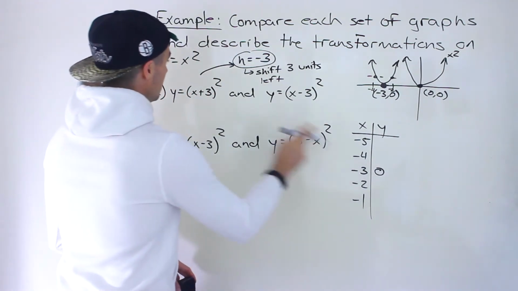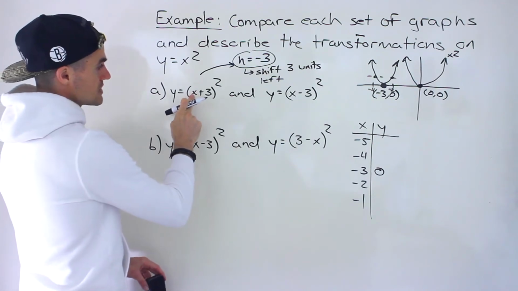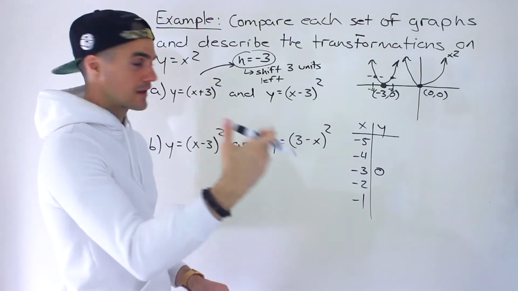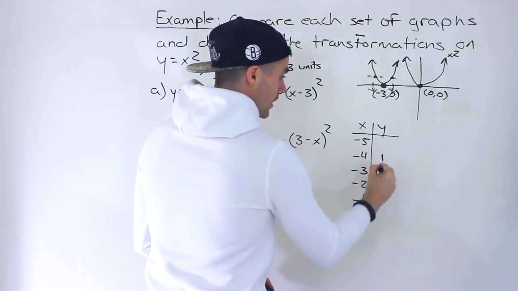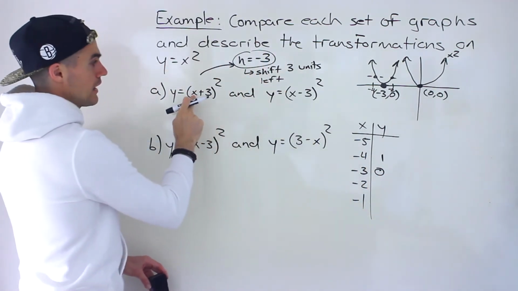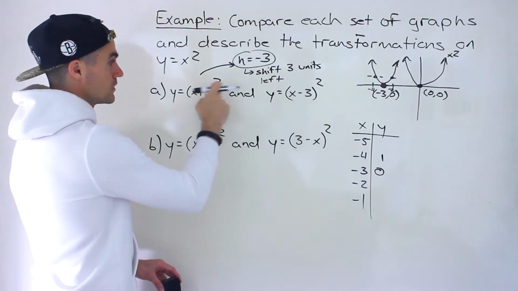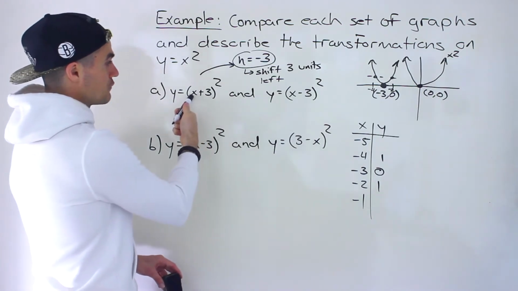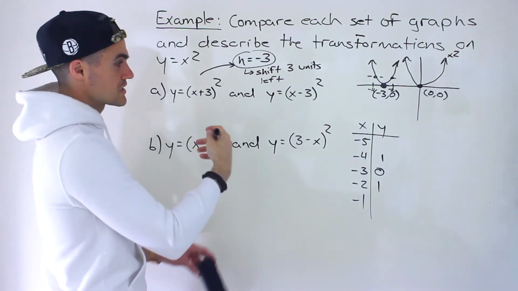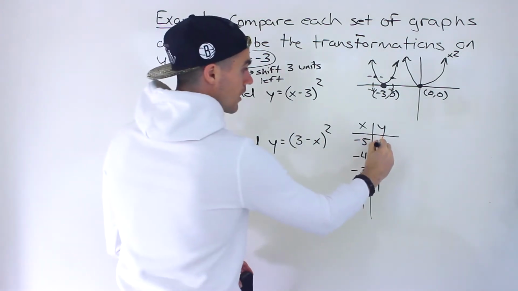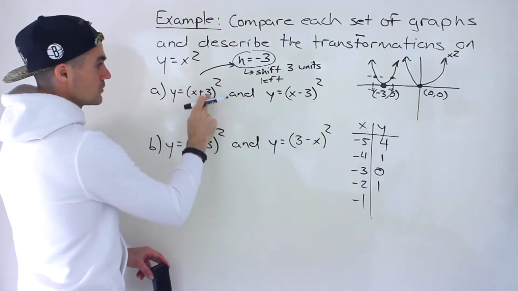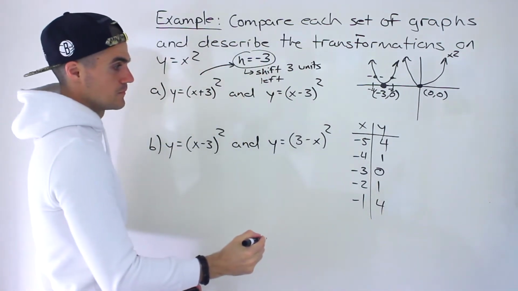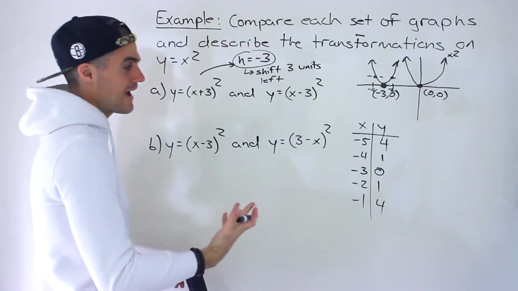So let's plug in -4. -4 plus 3 gives us -1, and -1 to the power 2 gives us +1. Same thing if you plug in -2: -2 plus 3 gives us +1, and 1 to the power 2 gives us +1. What if you plug in -5? -5 plus 3 gives us -2, and to the power 2 gives us 4. -1 plus 3 gives us +2, and to the power 2 also gives us +4. So you can make a table of values like that if you want.